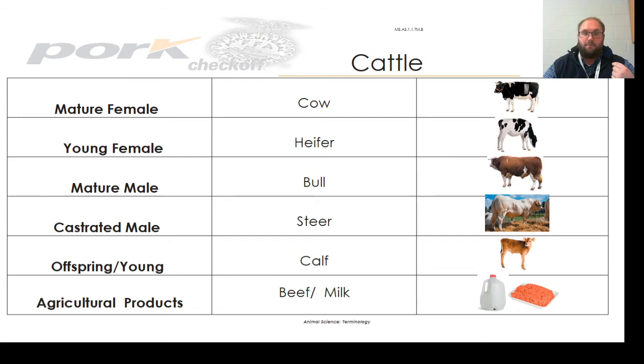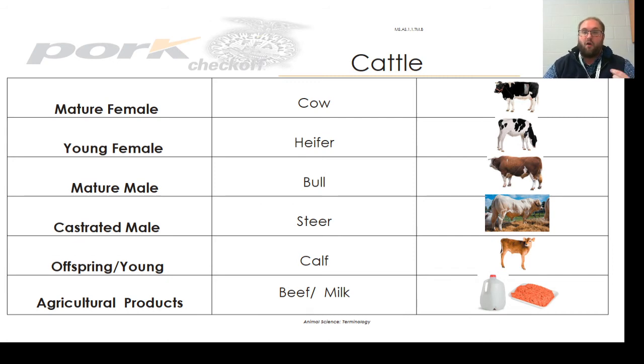So a mature female animal of the cattle species is called a cow. So an adult female, a mature female, is a cow. A young female. Now, how we define young is that this particular animal has not had offspring yet. After a young female has offspring, they are considered mature. So a young female cow is called a heifer.